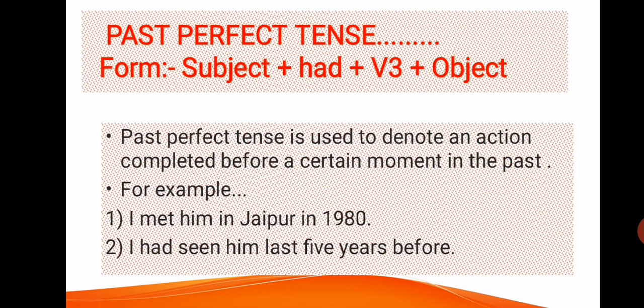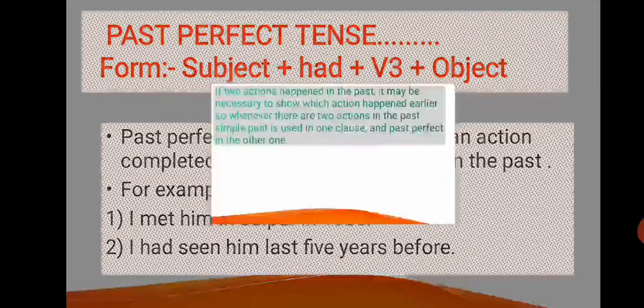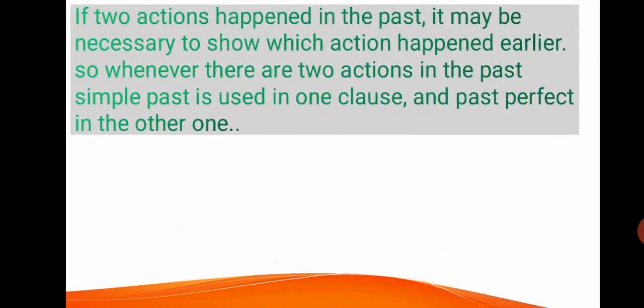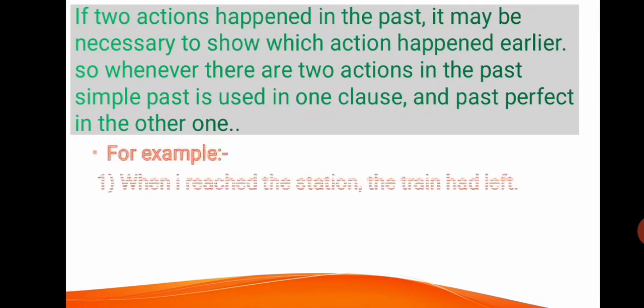In these sentences, we have talked about a single action, but if two actions happened in the past, it may be necessary to show which action happened earlier than the other. So, whenever there are two actions in the past, simple past is used in one clause and the past perfect in the other one. We have to understand these through examples. See, in the first example, when I reached the station, the train had left.